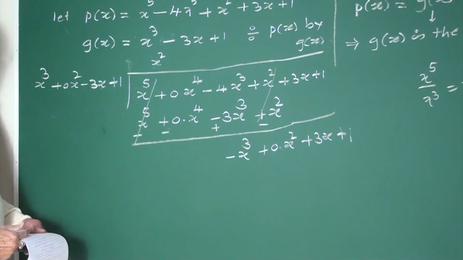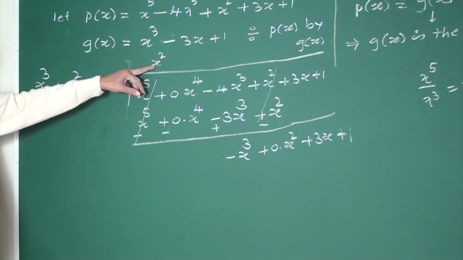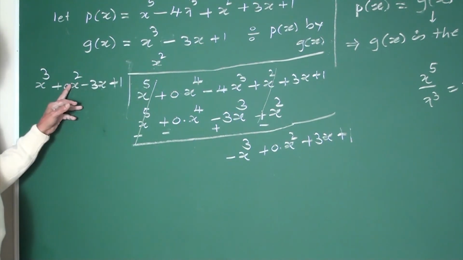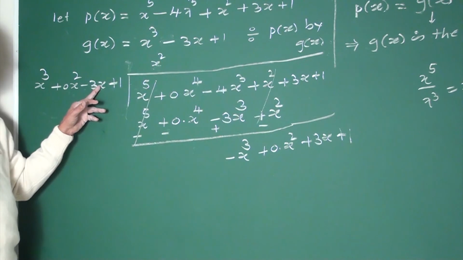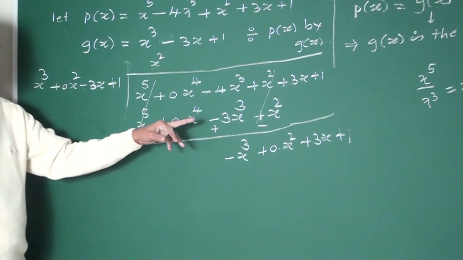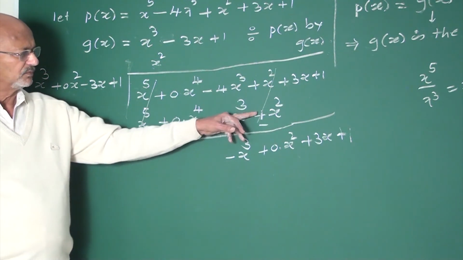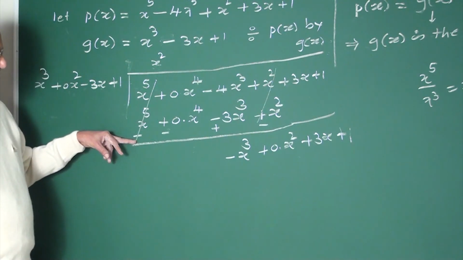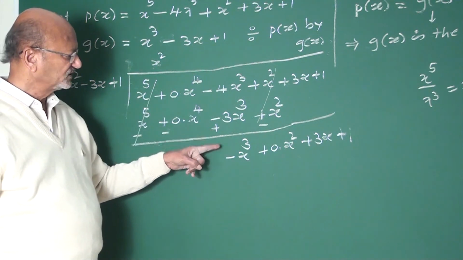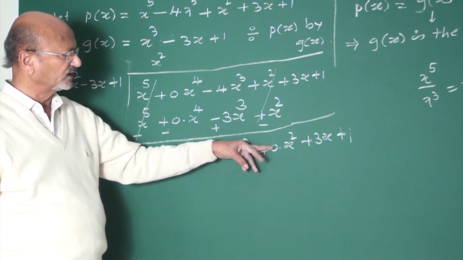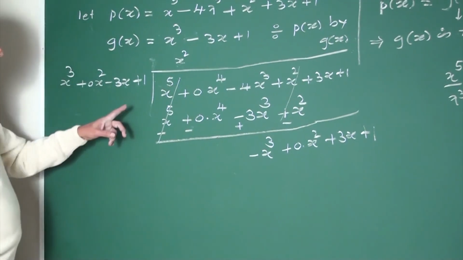My friends, I will explain once again. You are dividing x to the power 5 by x cube, that gives x square. x square with x cube, x square with 0 into x square, 0 into x to the power 4, x square with minus 3x cube, x square with x is x cube, then x square with plus 1 is plus x square. Draw a line. Sign change, plus is minus, minus is plus. Simplify them, addition, 0, cancellation, 0 into x to the power 4, no need to write it. Next, minus 4 plus 3 is minus x cube, and this cancels, 0 into x square, bring down. Yes, my friend. Now you are dividing minus x cube by what? By x cube.